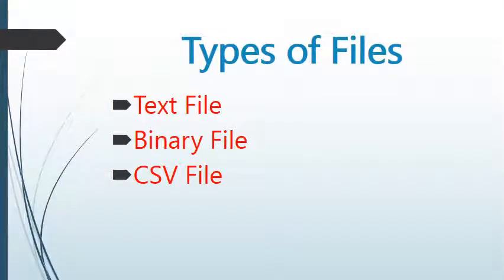Files are mainly classified into three, depending upon their way of storing information. The first one is the text file. The next one is the binary file, and the third one is CSV files.